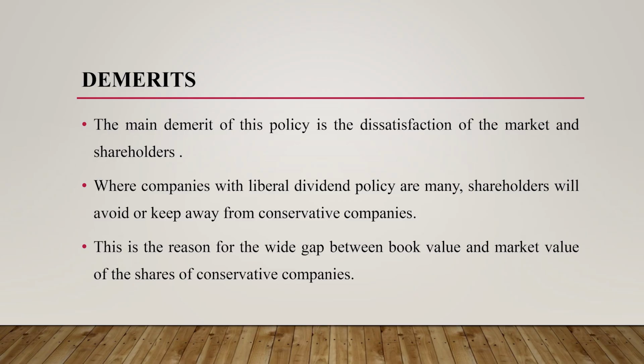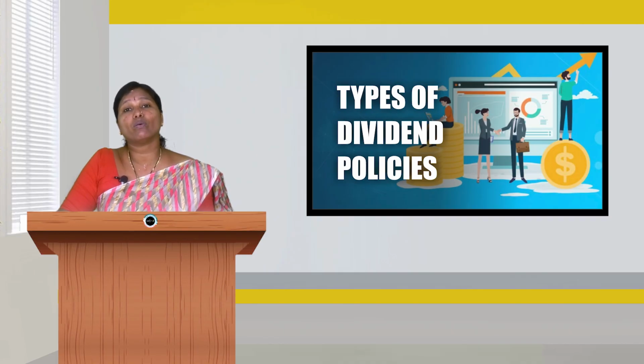What are the demerits? The main demerit of this policy is the dissatisfaction of the market and shareholders, because they are not getting the interim dividends. They are getting the dividend only once in a year. So they are disappointed.